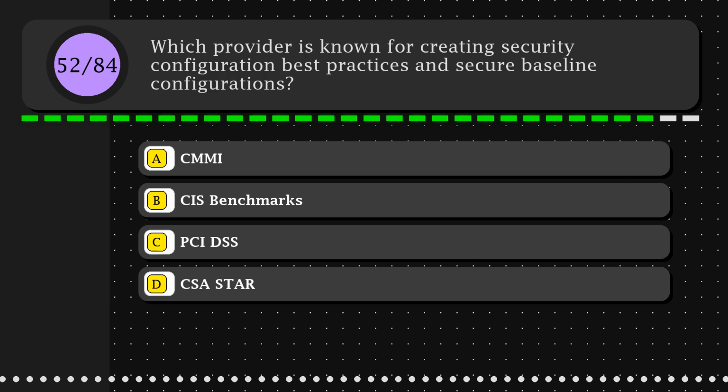Question 52. Which provider is known for creating security configuration best practices and secure baseline configurations? Option A, CMMI. Option B, CIS benchmarks. Option C, PCI DSS. Option D, CSA STAR.